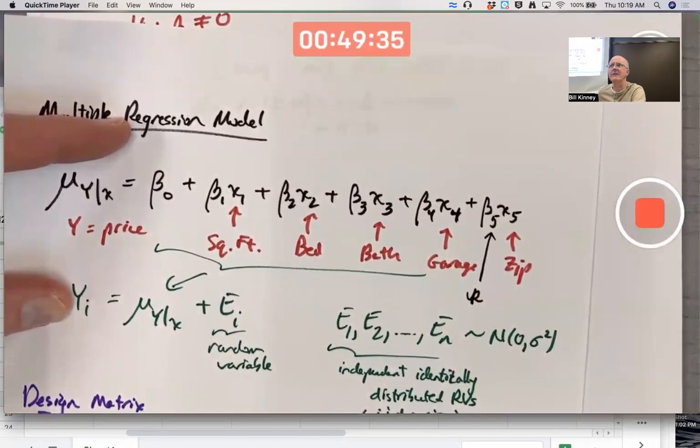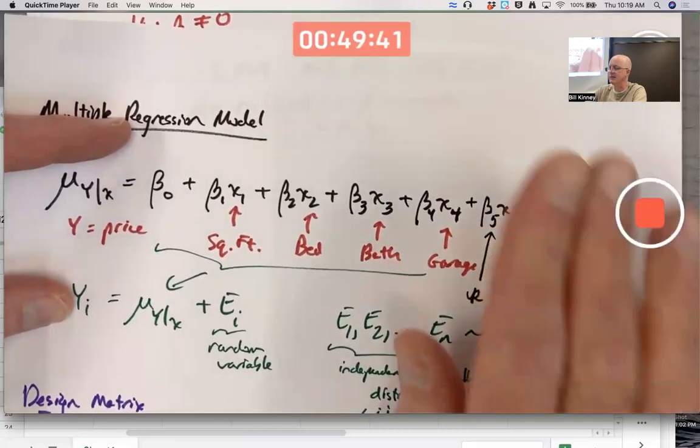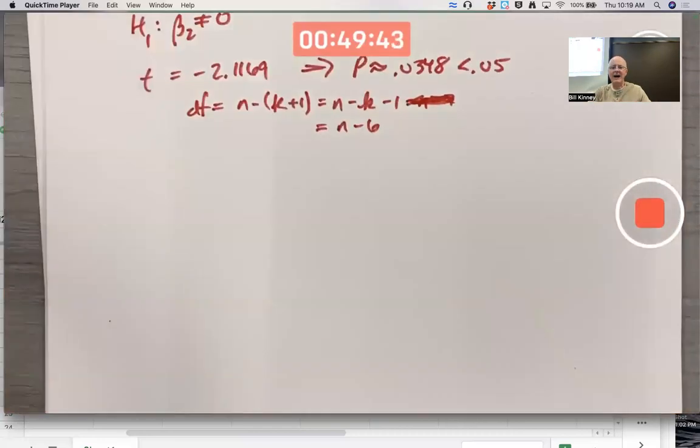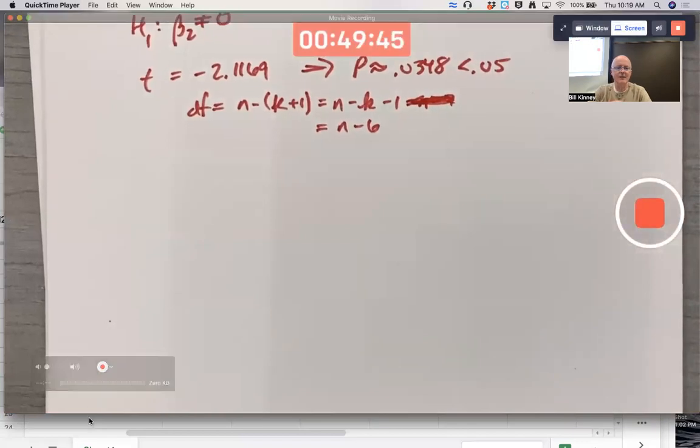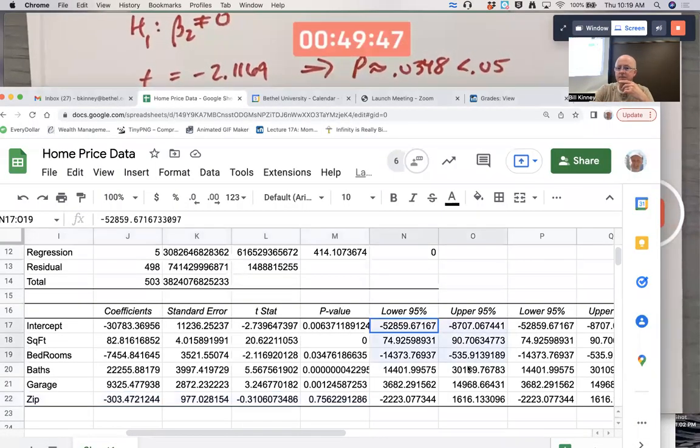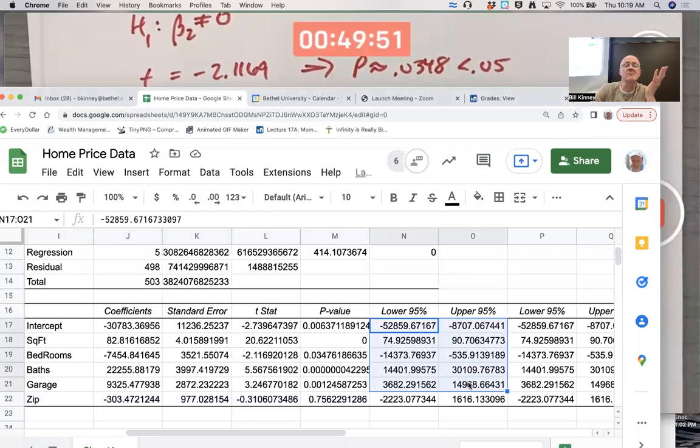Would that have any other benefits? Could it possibly, if we take beta 5 and x5 out of the model, ignore it, could it possibly make these confidence intervals for the other ones smaller, perhaps? I don't know. We'd have to look into it. That'd be nice if that happened.